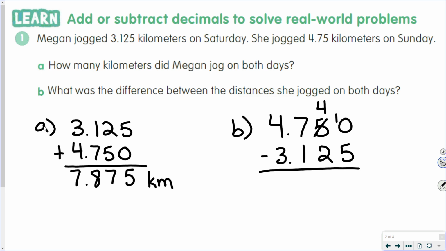10 minus 5 is 5. 4 minus 2 is 2. 7 minus 1 is 6. If I wanted to, I could put my decimal point in right now, and 4 minus 3 is 1. So it's 1.625 kilometers.